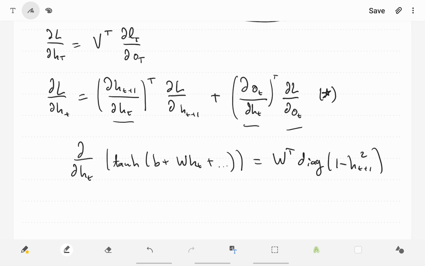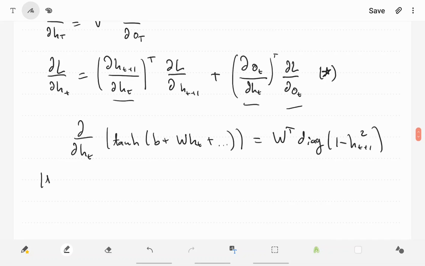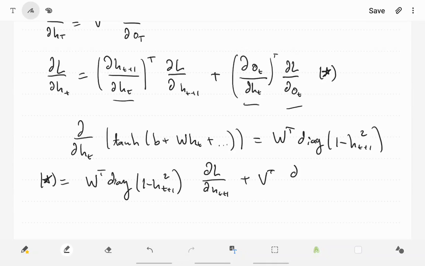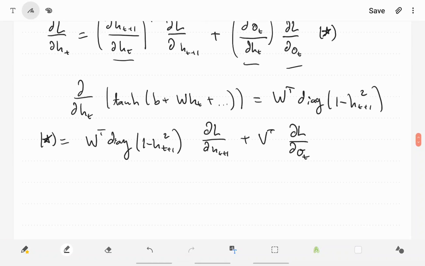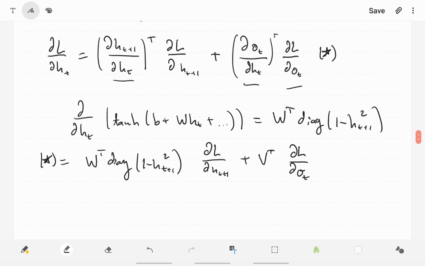And so if we think about what star is in the end, we have that star is equal to our W transpose diag of 1 minus h sub t plus 1 squared, where square is element-wise, times partial L over partial h sub t plus 1, which has already been calculated, plus our V transpose times partial L over partial O sub t, which we've already calculated as well. Okay, so our backpropagation through time is just recursively applying star. That's what backpropagation through time is.